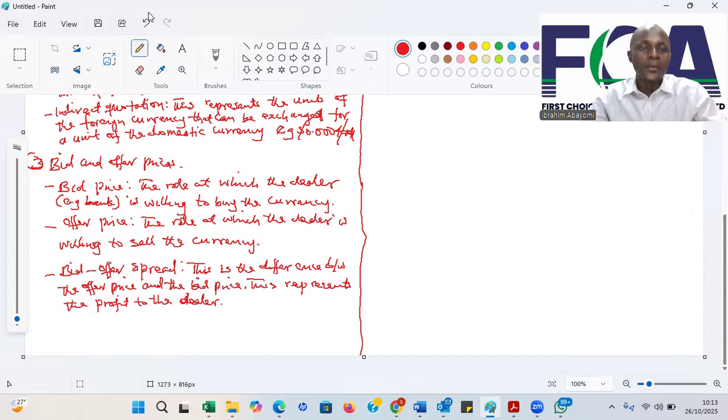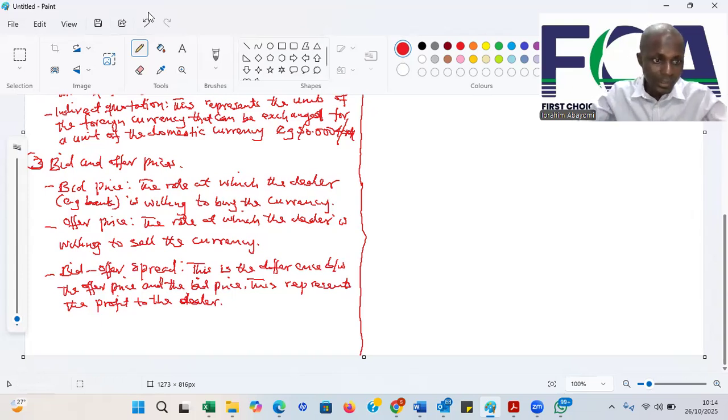Okay, so now normally the dealer is expected to buy at a lower price and sell at a higher price. Buy low, sell high. So the bank is making a gain, and that is the difference between the offer price and the bid price: the price at which it is selling minus the price at which it is buying. That's the bid-offer spread, and that is the profit to the dealer.